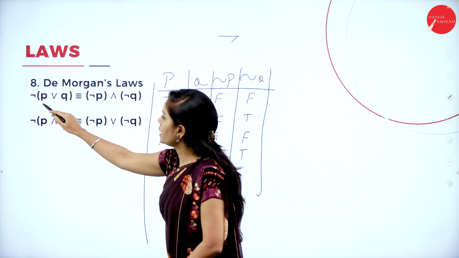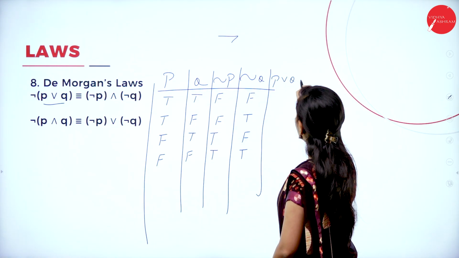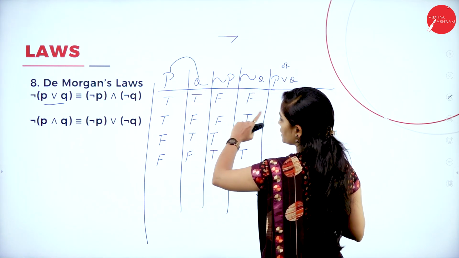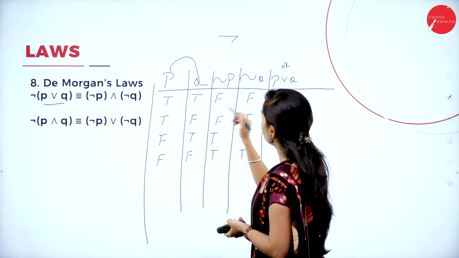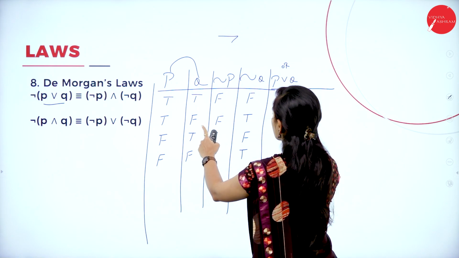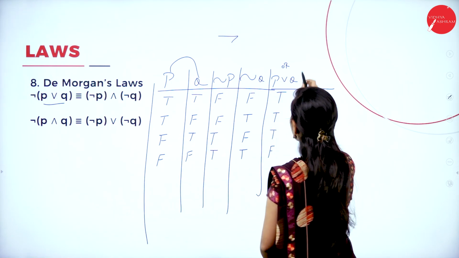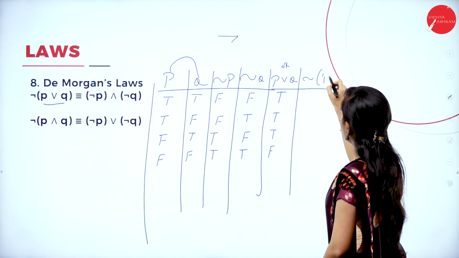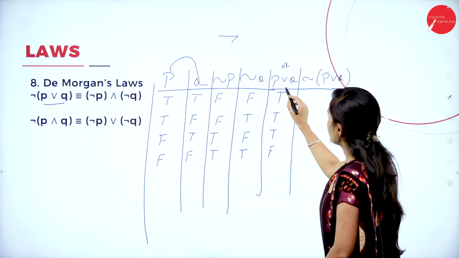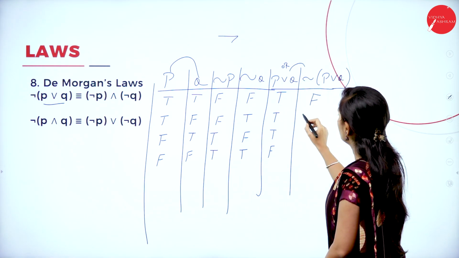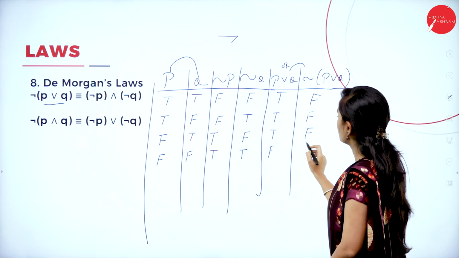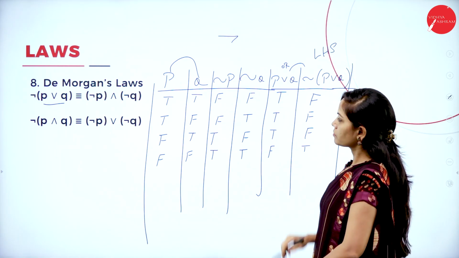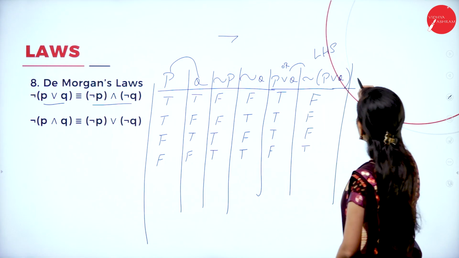Next I will find out this P or Q. P is OR with Q. I am using OR operation. Just see these two columns. In OR operation, if any one of the conditions is true, you will get true. So true, false is true, false, true is true, false, false is false. So now I will find out negation of P or Q. What is the negation of this? True, false, true, false, true, false, false, true. So this is your first statement called LHS. Next I will find out this RHS statement.